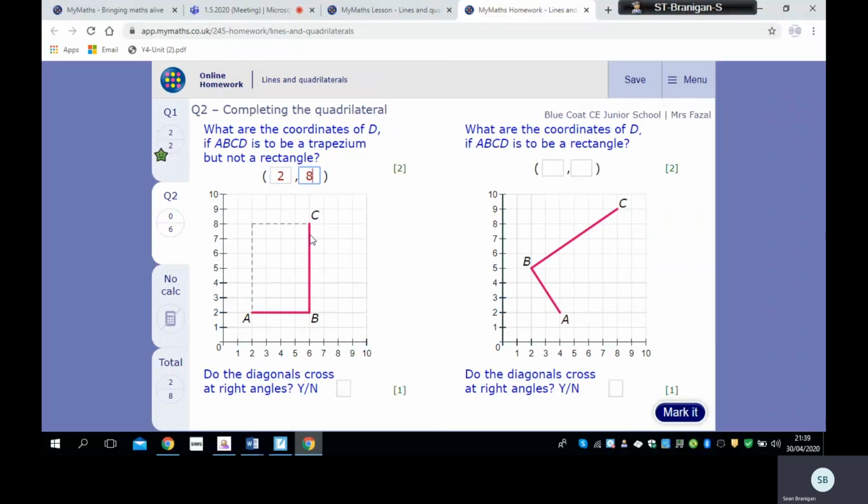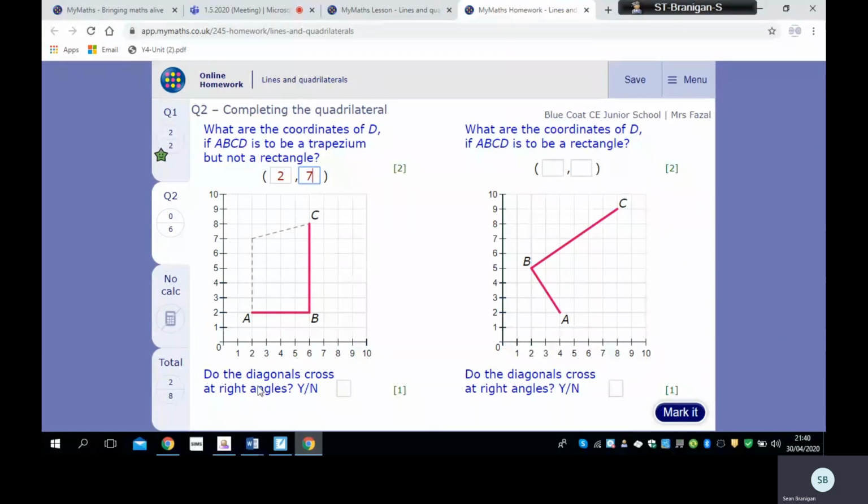But I don't want to make a rectangle. I want to make a trapezium, which again has to have 4 sides. It's a quadrilateral. So, I mean, I could create lots of different trapeziums here. I could go for 2, 3. That's a trapezium, or 2, 4, or 2, 5, or 2, 6, or 2, 7. We'll settle for 2, 7. Let's have a look underneath.